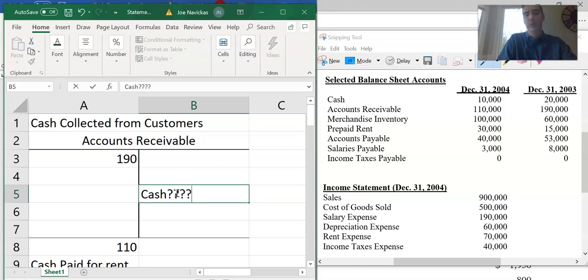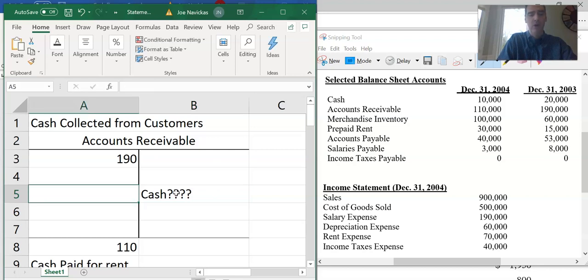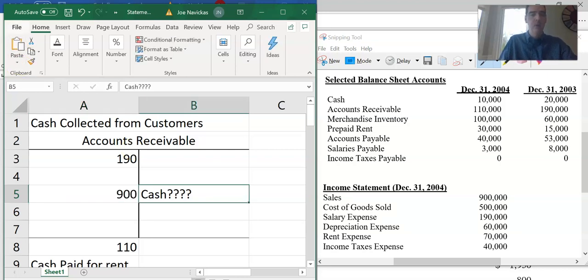What makes the receivable go up? What is it talking to on the income statement? It's talking to the sales account. Okay, so what I'm going to do then is I'm going to plug in the 900 here. All right, so I have 900 plus 190 minus this credit gives me 110.